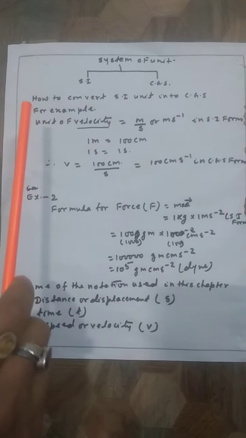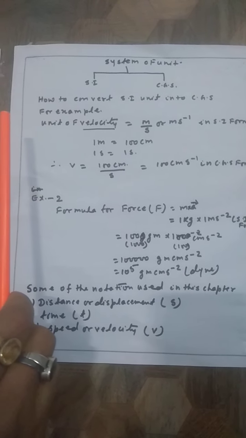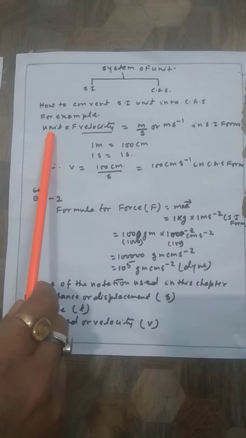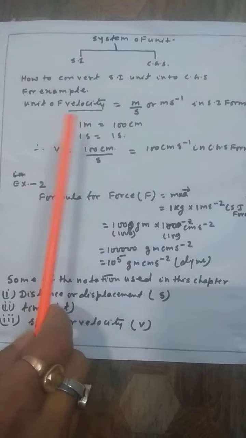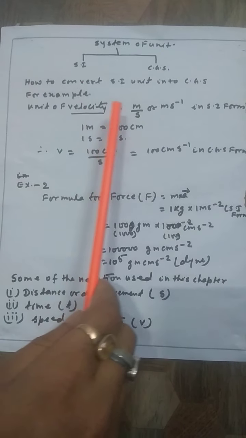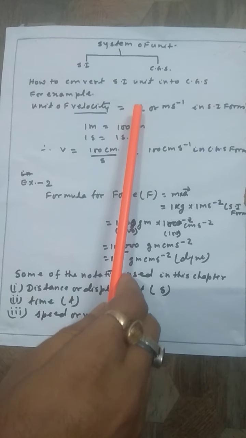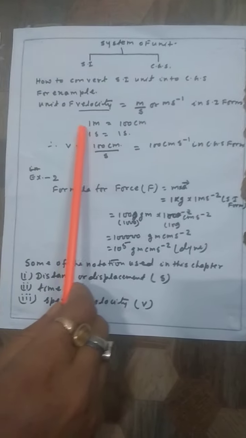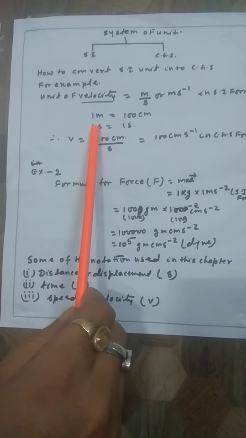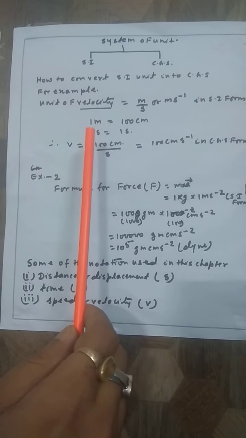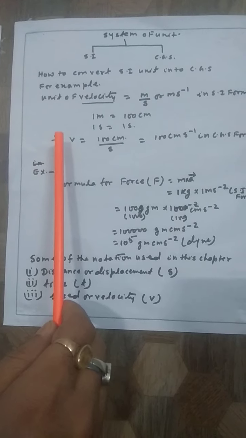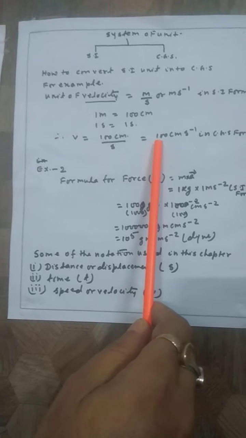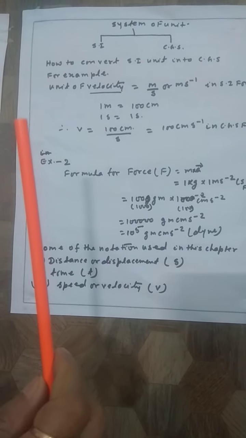Now we will understand how to convert SI unit into CGS unit from some examples. For example, I want to convert the SI unit of velocity into CGS unit. Here the SI unit of velocity is meter per second, that is meter by second. Now all of you know that in 1 meter there are 100 centimeter, and in 1 second, the second is already written as second in CGS form. So the CGS unit for velocity is 100 centimeter divided by second, that will become 100 centimeter per second. This is the CGS form.